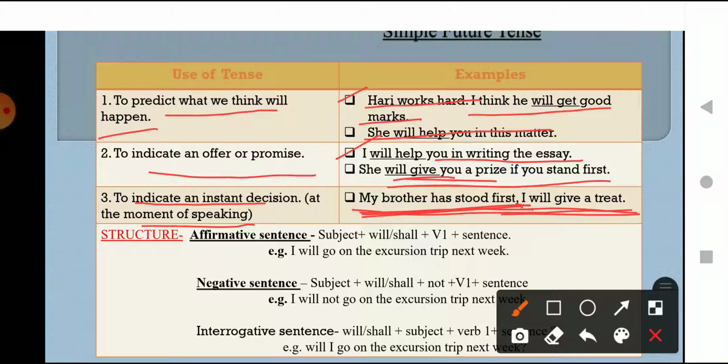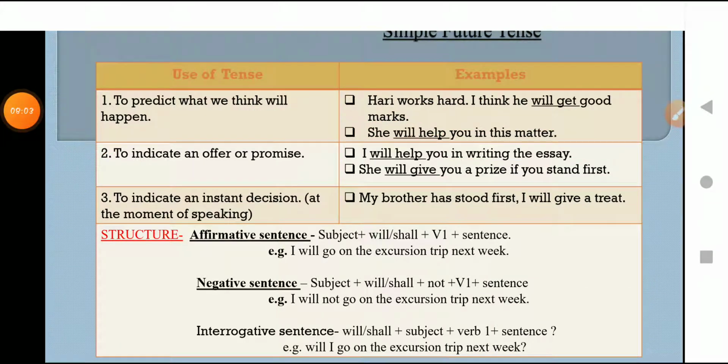So where we can use simple future tense, the three ways to use simple future tense, are to predict what we think will happen, that is, what we think is going to happen in the future. To indicate an offer or promise. Okay, it means it is used to offer to do something, or to promise to do something to someone. And the third point is to indicate an instant decision at the moment of speaking.